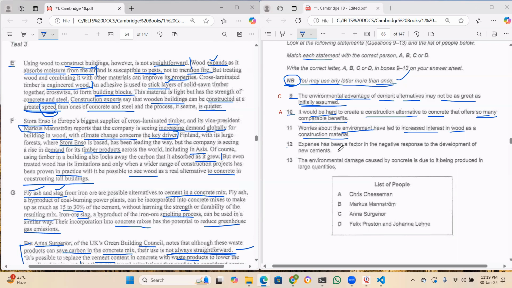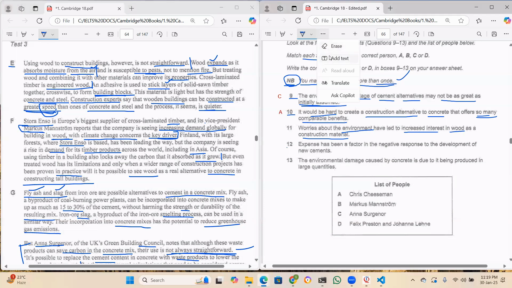In this sentence, read these two sentences. They both are the same. Worries about the environment had led to the increased interest in wood as a construction material now. So Marcus reports that the company is seeing increasing demand globally for wood with climate change concerns. Climate change means the environment here. Exactly. So if you know exactly who said what, that would be dead easy for you.